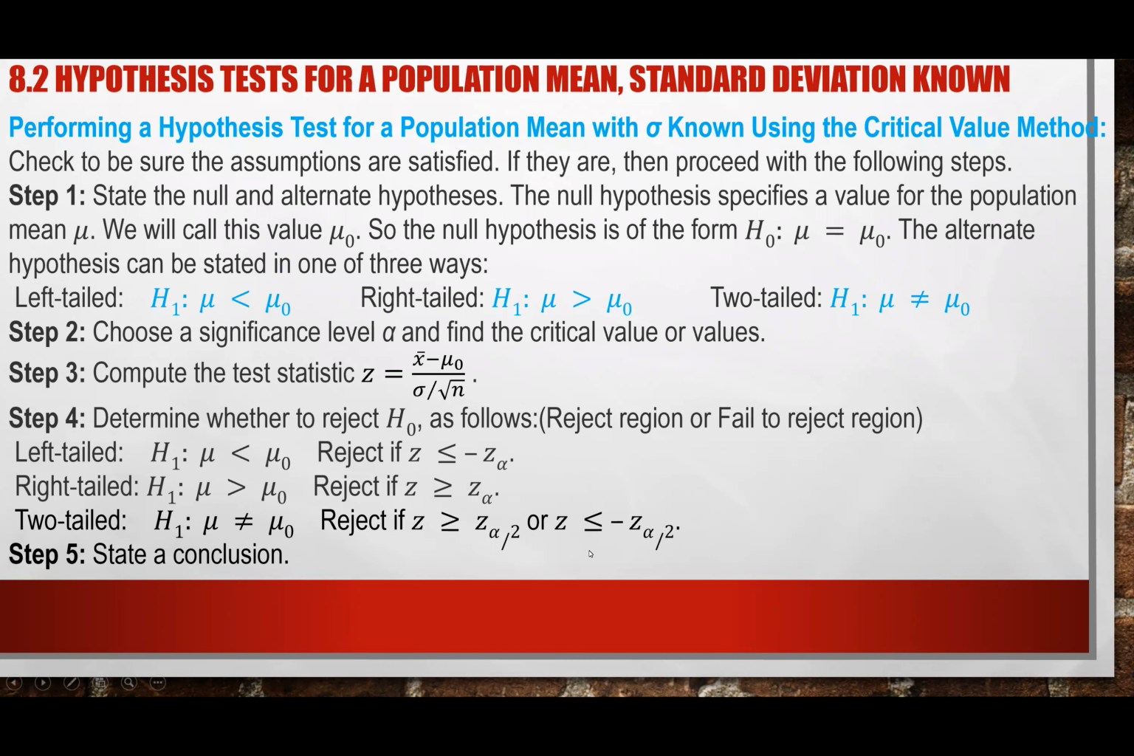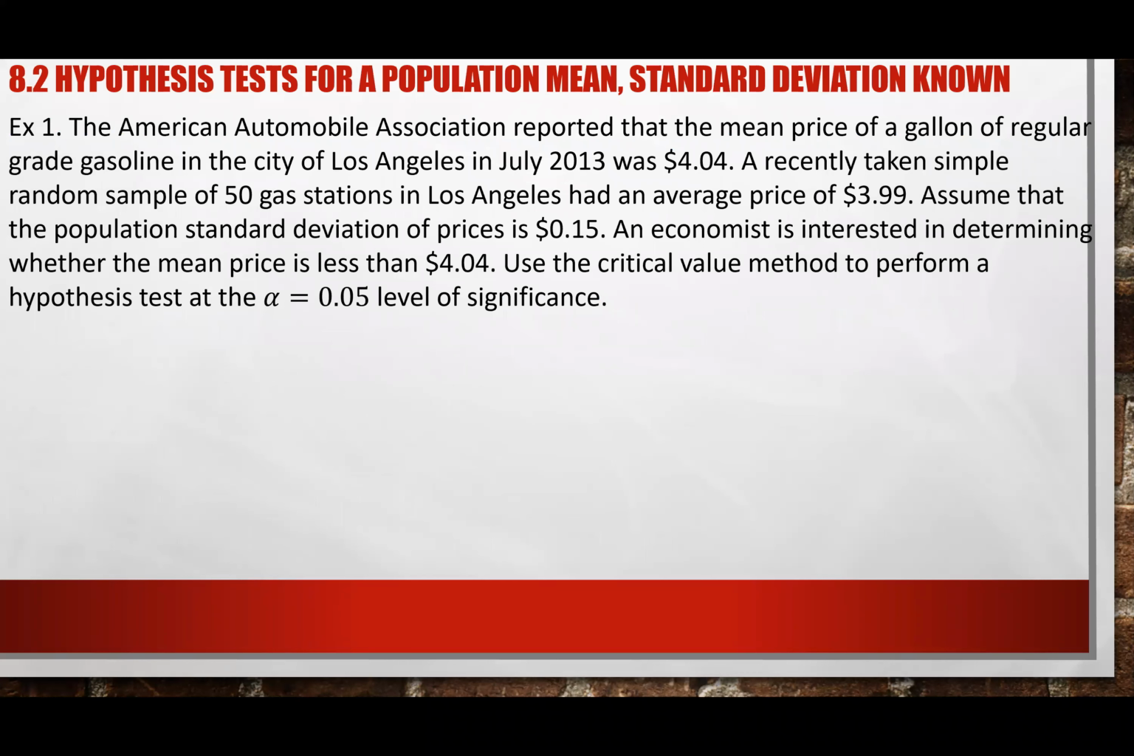So let's take a look at this problem. The American Automobile Association, the AAA, reports that the mean price of regular gasoline in the city of Los Angeles in July 2013 was $4.04. A recently taken simple random sample of 50 gas stations in Los Angeles has an average price of $3.99. Assume that the population standard deviation of price is 15 cents. The economist is interested in determining whether the mean price is less than $4.04, using the critical value method to perform the hypothesis test at the alpha 0.05 level of significance.